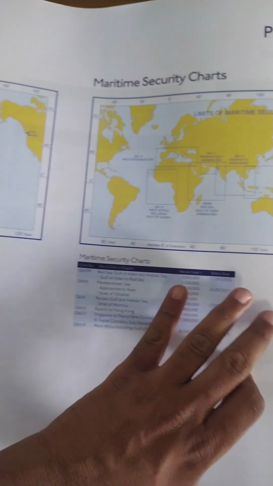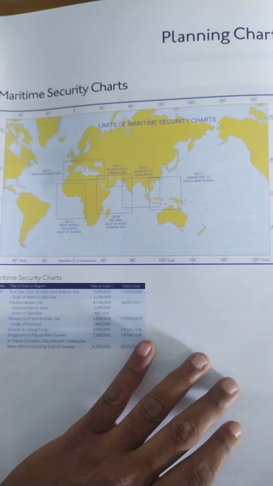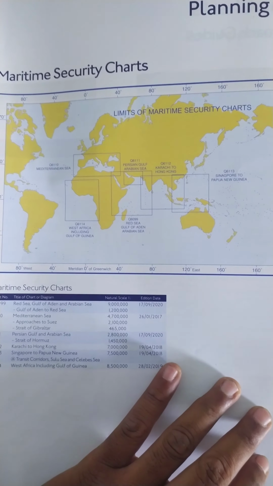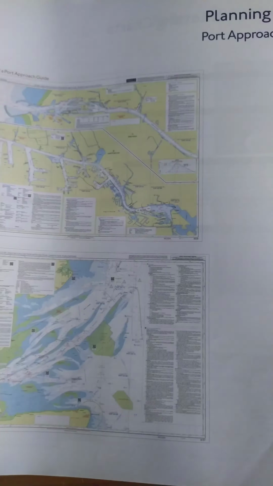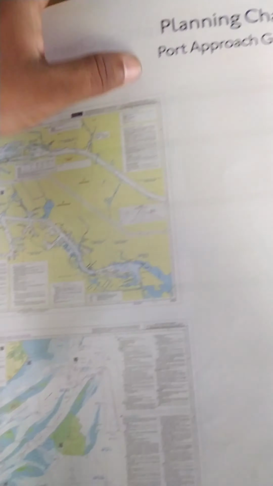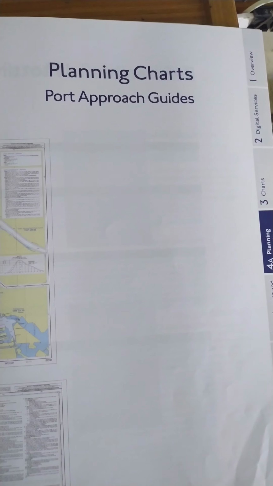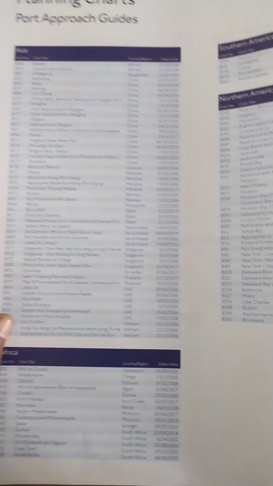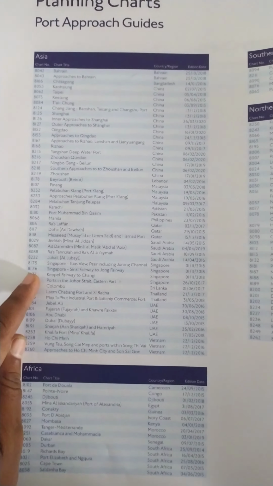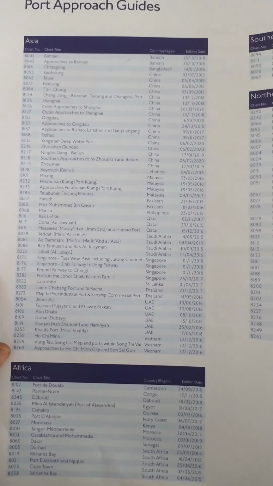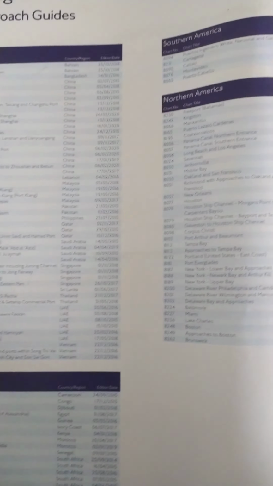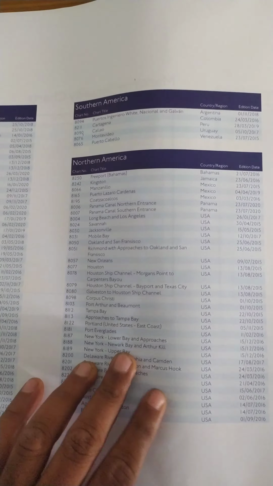And security charts, and next comes the planning charts and port approaches. Port approach guides for all the continents are given. It's Asia, then Africa, South America, North America, the Europes.